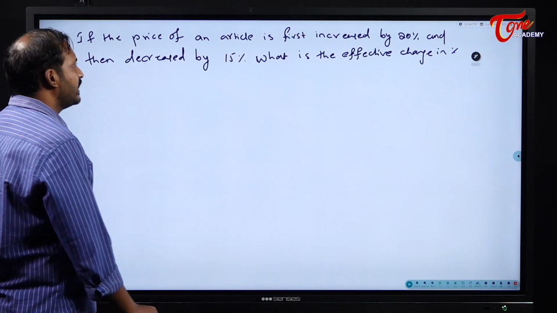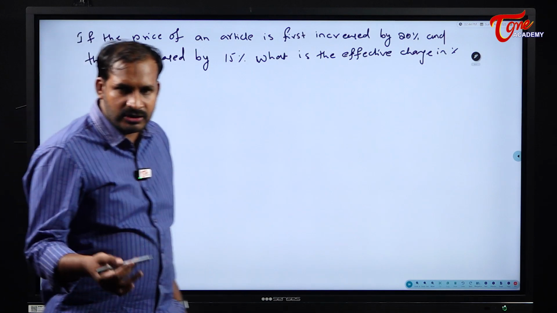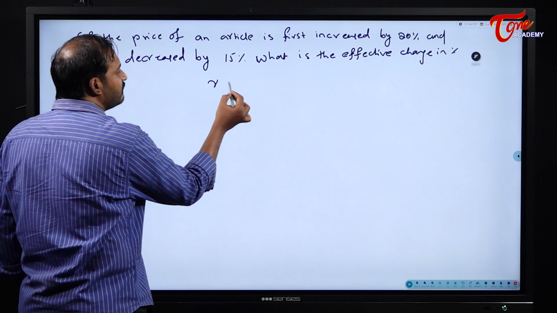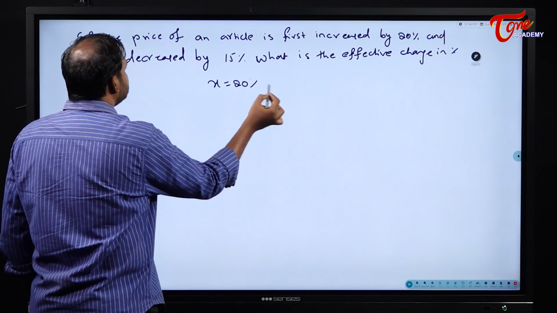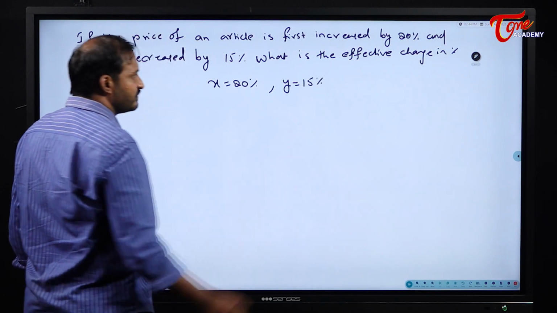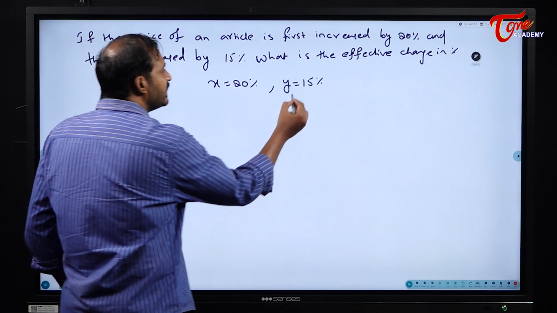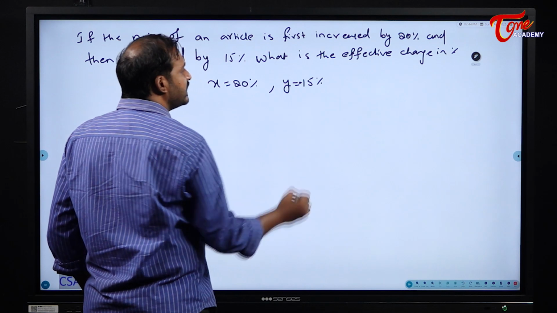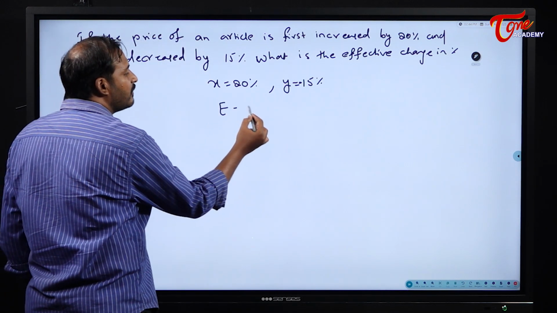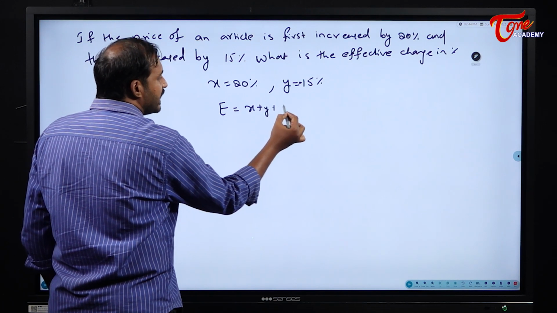See here students, already I told you, if it is an increase, take positive. If it is a decrease, take negative. See, first it is increased by 20%, so I will take x as 20%. Next it is decreased by 15%, so y value I will take as minus 15%. Why? Because decrease, right? So minus 15%. What is the effective change in percentage formula? We have x plus y plus xy by 100.